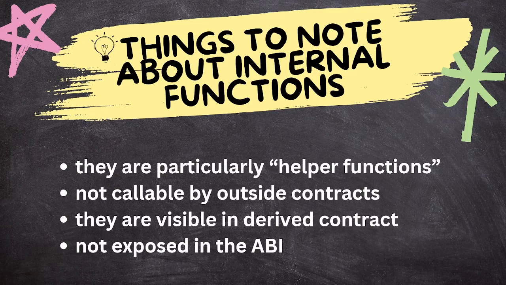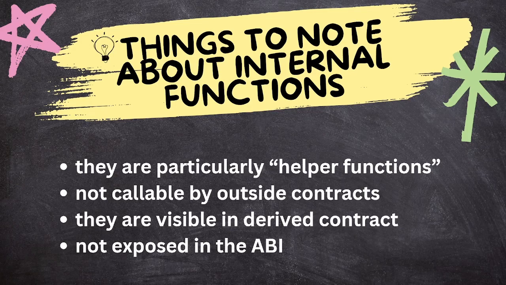And as you are aware, internal functions are not callable by outside contracts. That's the main reason they are internal, and that's one of the things they have in common with private functions. But they're not to be mixed together. Then they are visible in derived contracts. That's any contract that tries to derive your main contract, your internal functions will be visible.